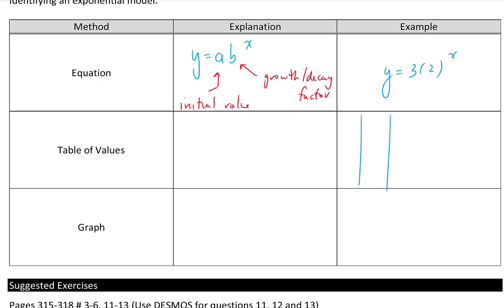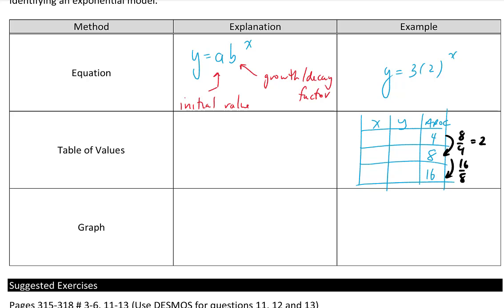For our table of values, if we were to look at the average rate of change, first of all, we know it would differ. However, we also have to look at the ratio between these numbers. So 8 divided by 4 equals 2. 16 divided by 8 equals 2. So this has a growth factor of 2. We multiply each of the AROCs by 2 to get the next average rate of change. And finally, the graphs. So if you look at the graphs, we're either going to have exponential growth, which always increases, or exponential decay, always decreasing.